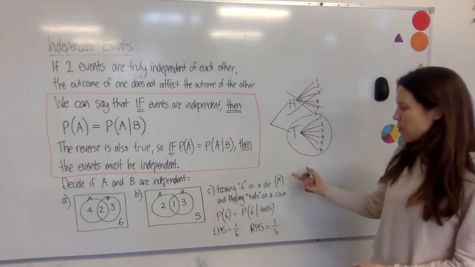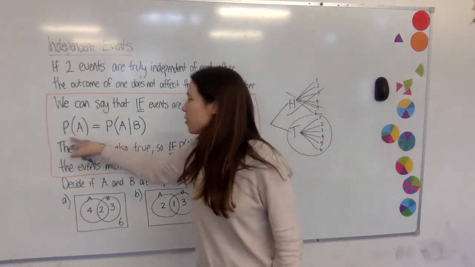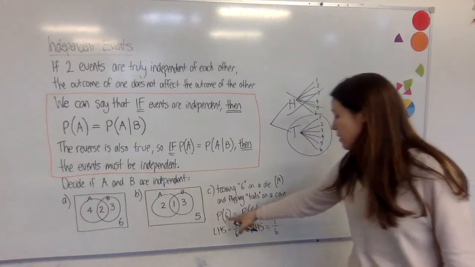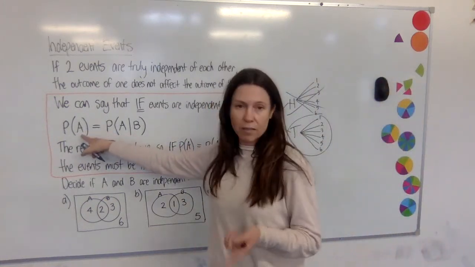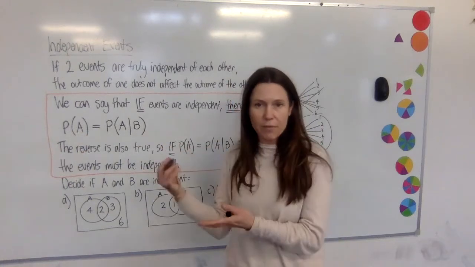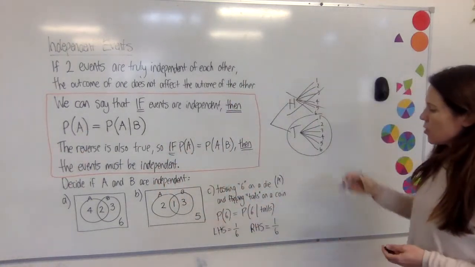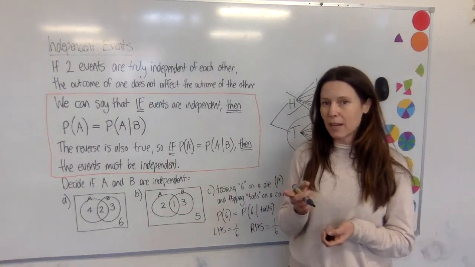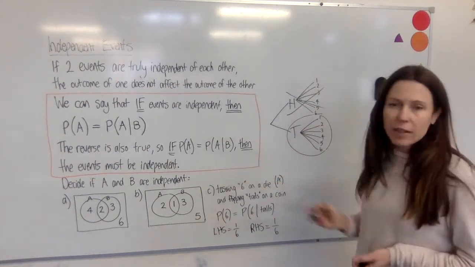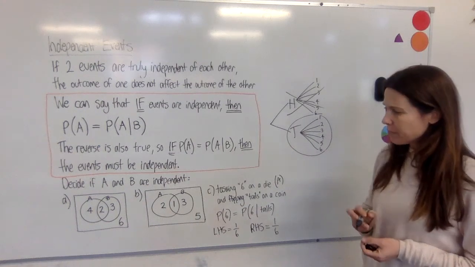These two events must be independent because the probability of getting a 6 was exactly the same whether or not I considered getting tails, or whether I definitely actually got tails. So that's one way that we can use the formula to prove that events really are independent. Now with a Venn diagram we can do the exact same thing.